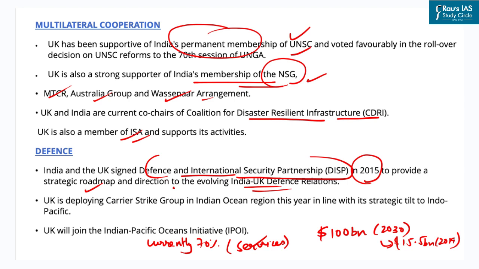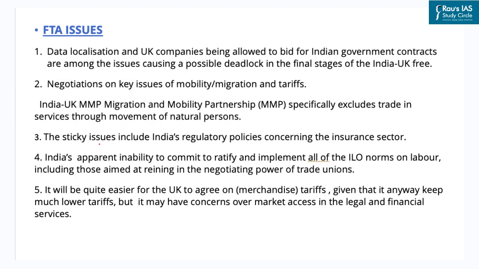Now we'll try to see what are the issues that are impinging on the India-UK FTA. The first issue that has been highlighted as creating a deadlock between India and UK is the norms related to data localization and UK companies being allowed to bid for Indian government contracts, causing a deadlock in the final stages of the India-UK free trade agreement.